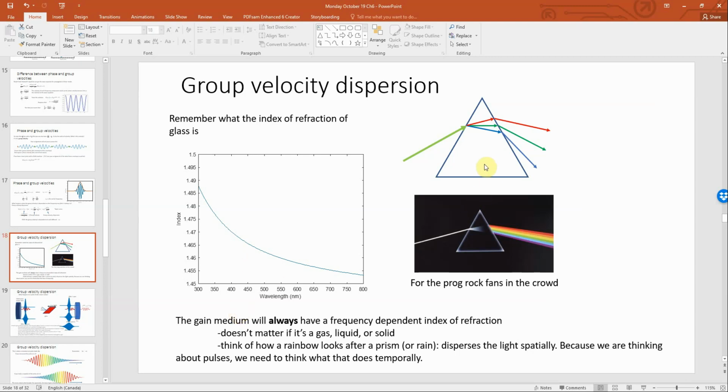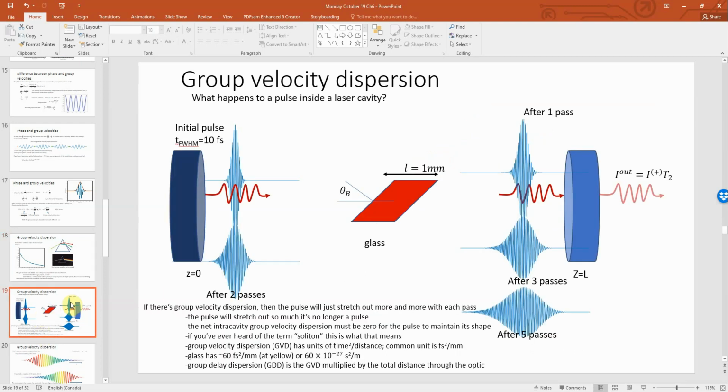Okay, so this is how a pulse separates spatially, but why am I talking about this so much when we're talking about pulses? It's because what we care about is how a pulse acts temporally. That's when we talk about group velocity dispersion.